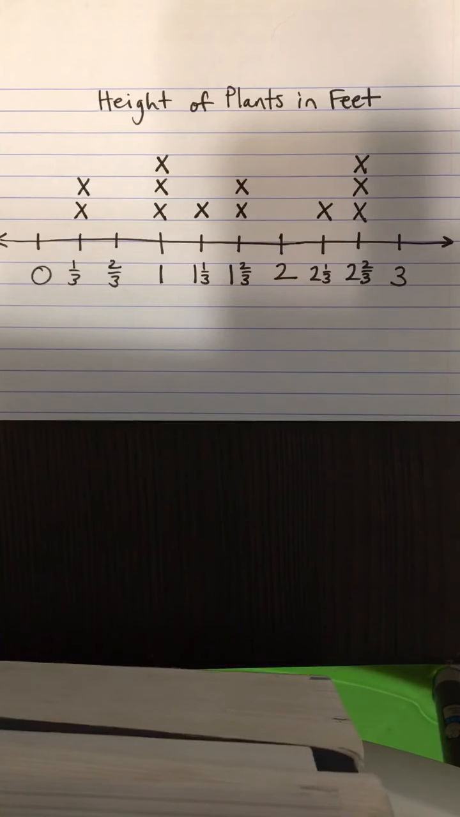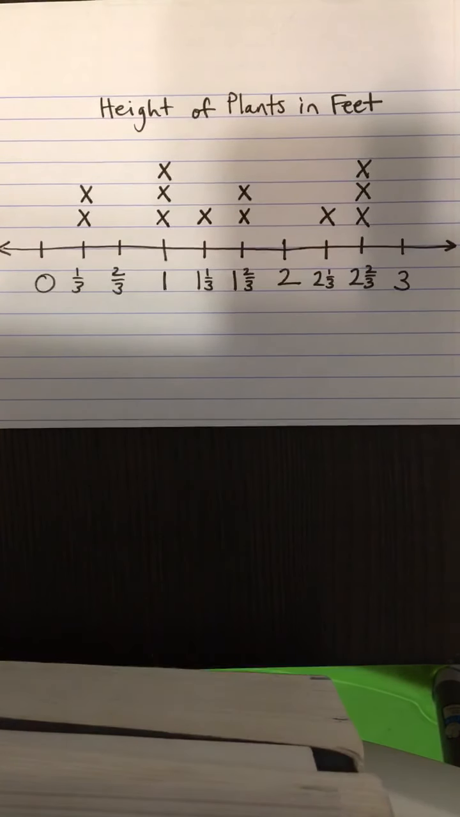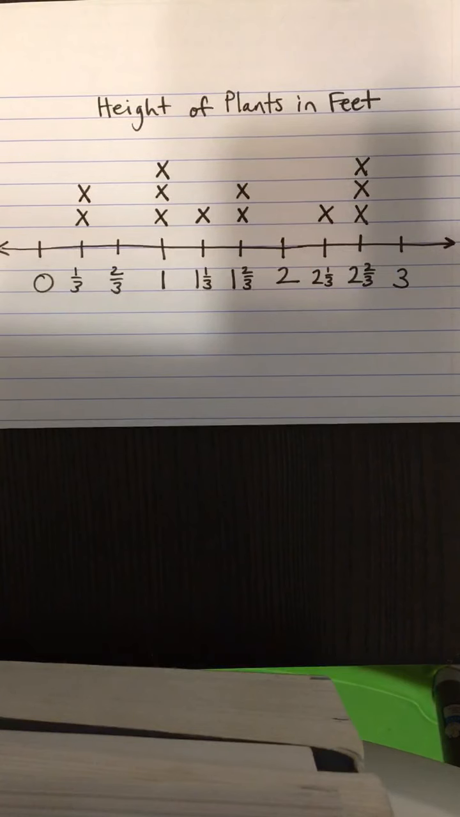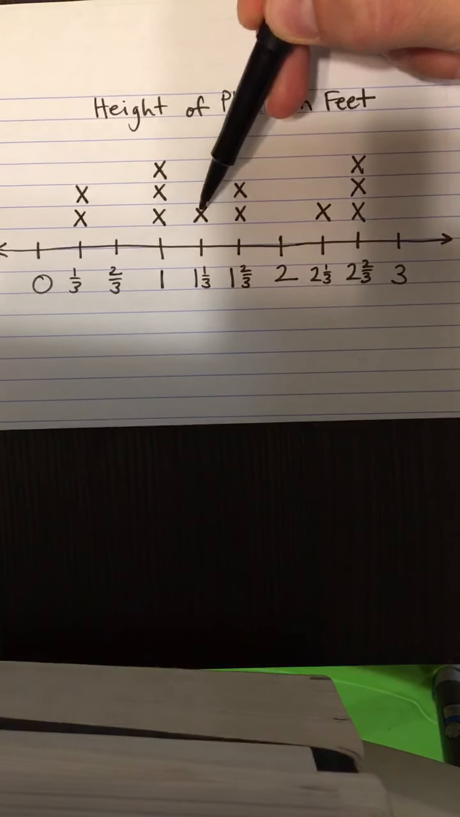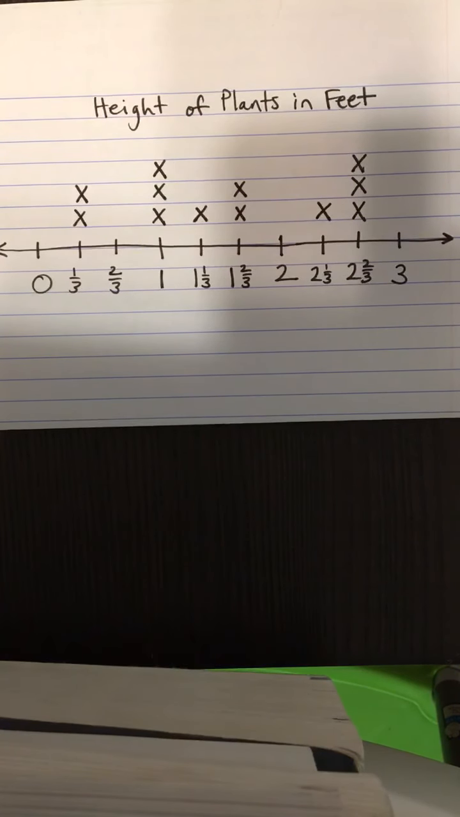So how many plants are exactly 2 2/3 feet tall? I can just count. 1, 2, and 3 plants are exactly 2 2/3 feet tall. How many plants are exactly 1/3 of a foot tall? And again, I can just count. 1, 2. Now, if I ask how many plants are taller than 1 foot, I could look at my line plot at 1, but these are exactly, so they're not taller than, and I could count 1, 2, 3, 4, 5, 6, 7. 7 plants are taller than 1 foot.